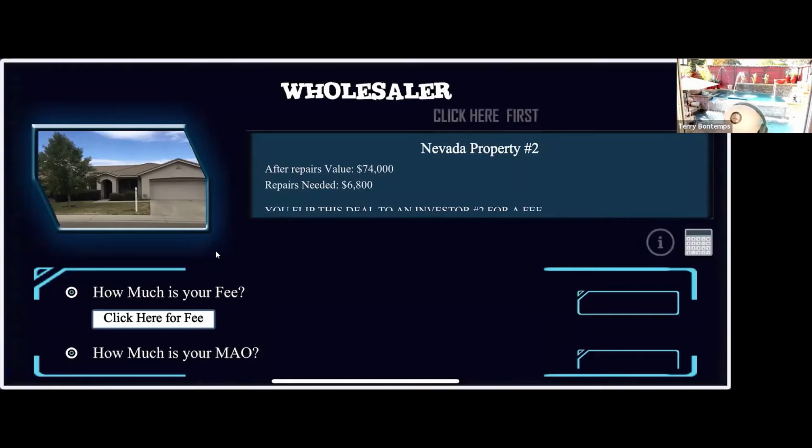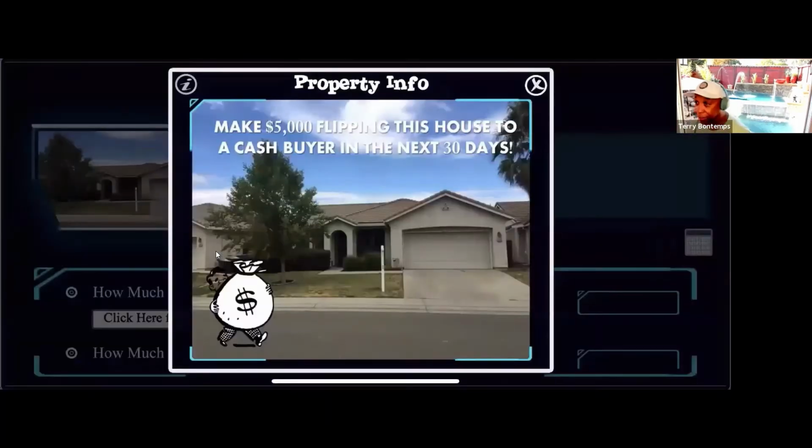All right, up top, you see the click here first. Why did I put that there? So you click there first. Amazing. People are so excited they forget to click when I try to help them with the game. So let's go ahead and click here first. I'll show you what's happening. That's the house right there, you guys. That's the house you're going to flip. If you flip that house to a cash buyer, you're going to make $5,000 in the next 30 days.